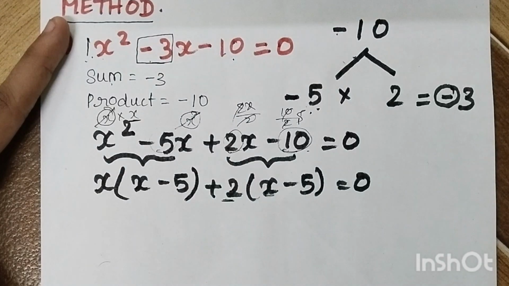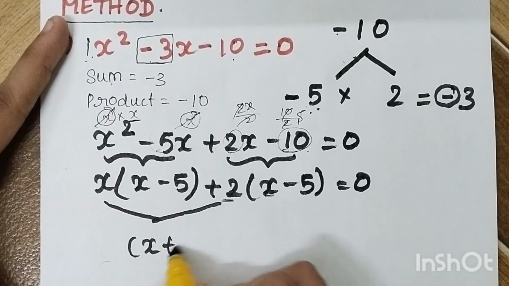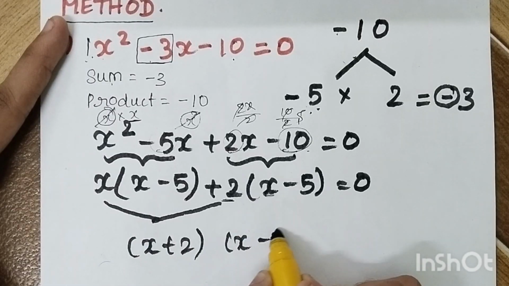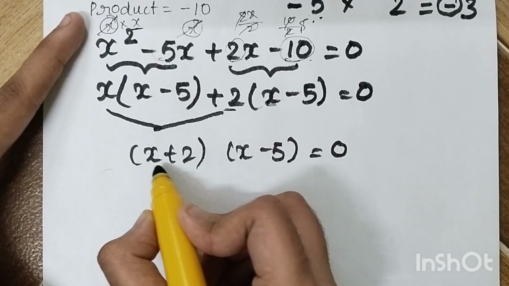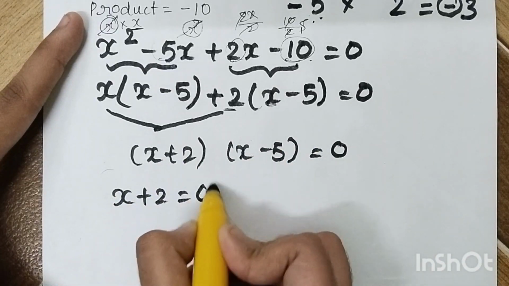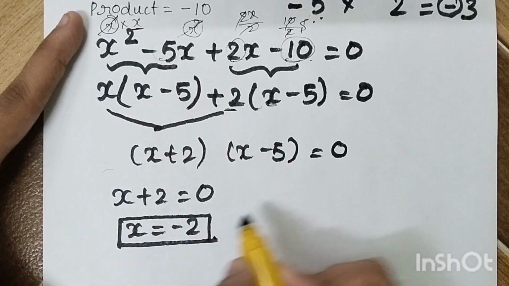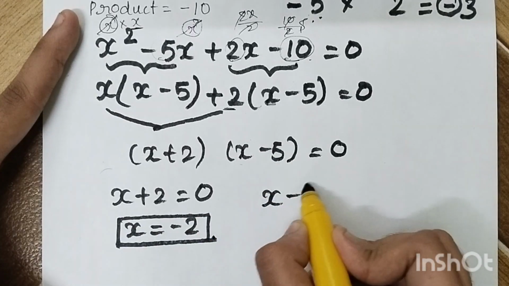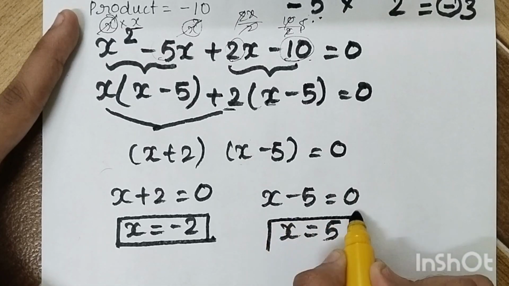So now I can group these two. So it is x plus 2 and then x minus 5 is equal to 0. So on equating to 0, x plus 2 is equal to 0. So x is equal to minus 2. Okay, and x minus 5 I can equate to 0. So I'll be getting x is equal to 5.